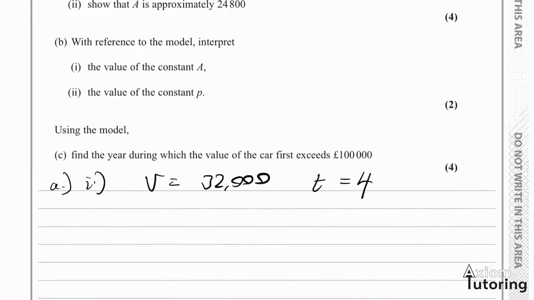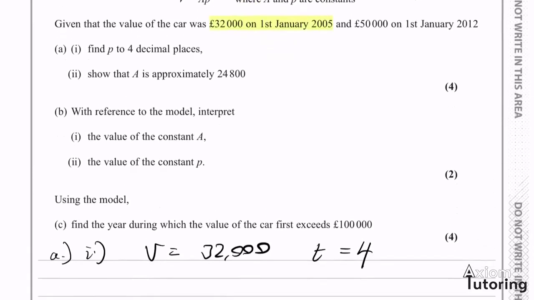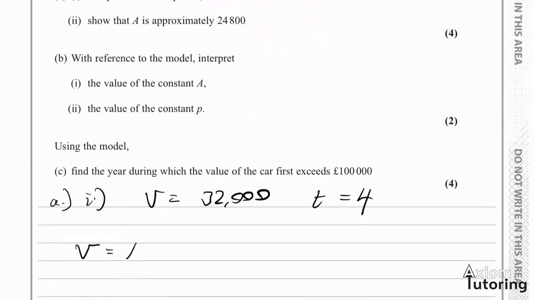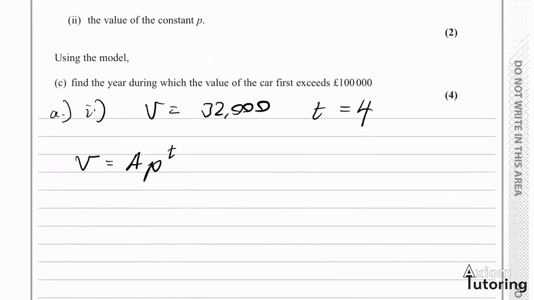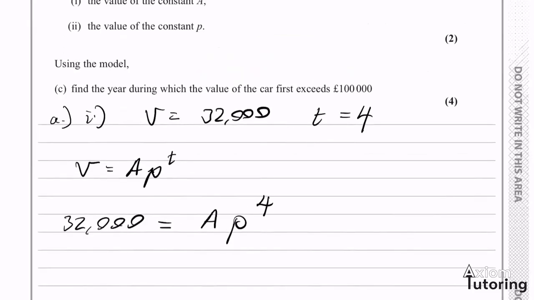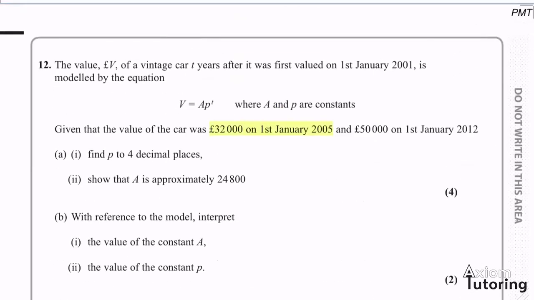So now we can plug these values back into our equation. So I'll just write the equation here so we have it. V equals a constant, multiplied by P to the power of T. If we now substitute these values in, we'll have 32,000 equals A times P to the power of 4. So we want to find the value of constant P, but we also have the constant A, which is an unknown. So we're going to have to look at more of the information given in the question to help us with that.